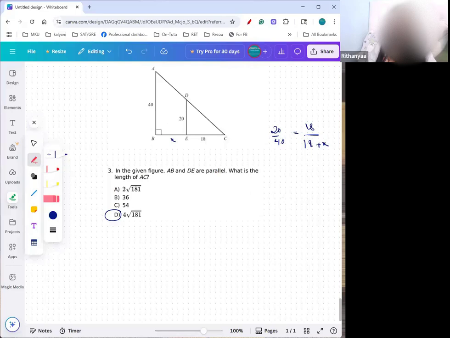So it would be 18 times 2, which was 36. And I did 40 squared plus 36 squared. Excellent. I like that logic too.